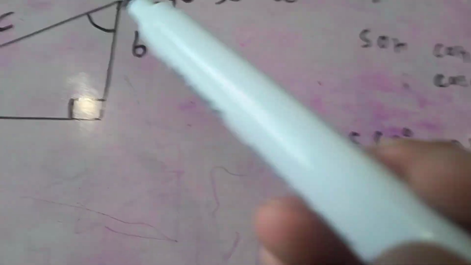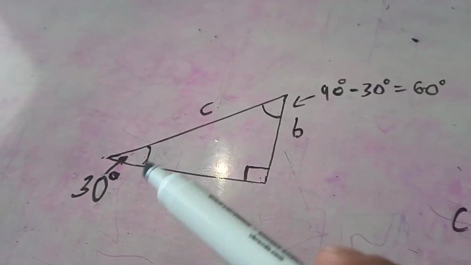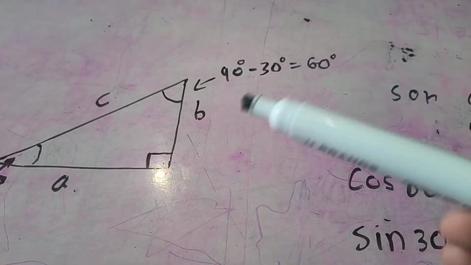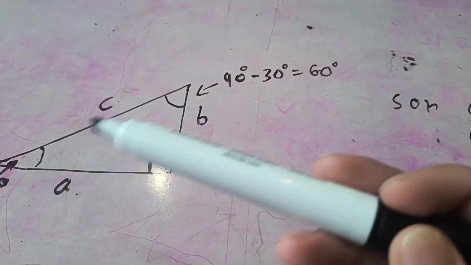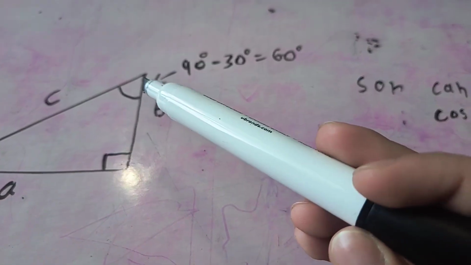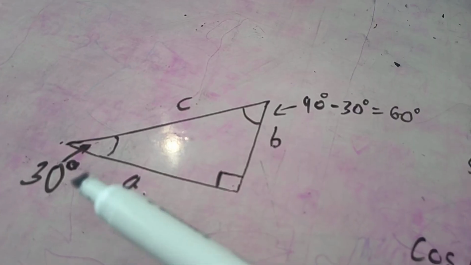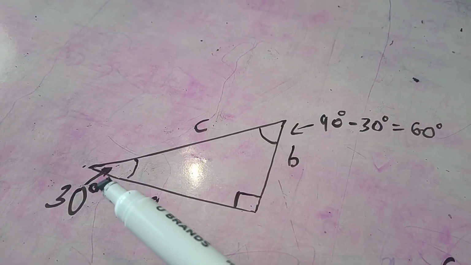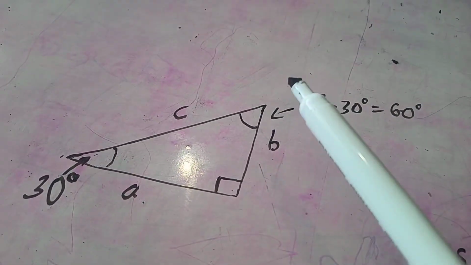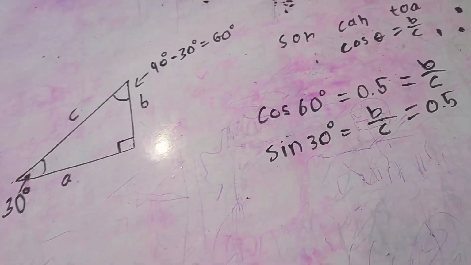Basically, what I'm trying to show you is that the sine of an angle is equal to the cosine of its complementary angle. And the cosine of this angle right here is equal to the sine of this complementary angle, and vice versa: the cosine of this one is equal to the sine of this one, and the sine of this one is equal to the cosine of that one. So yeah, stay in school.